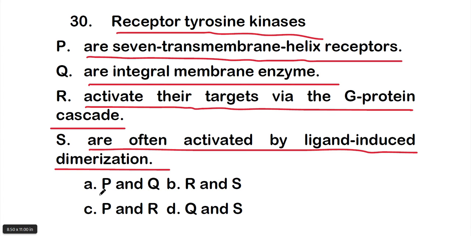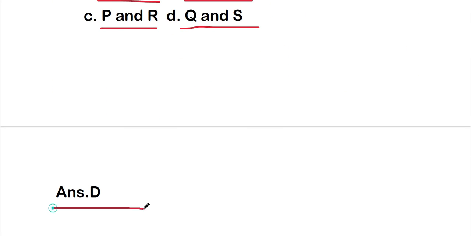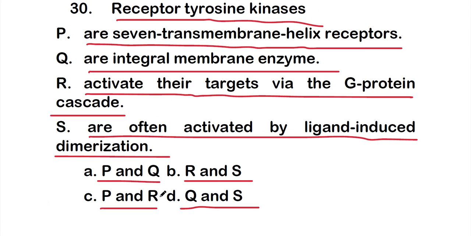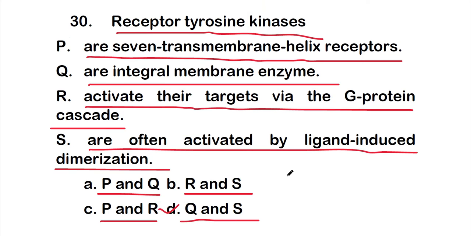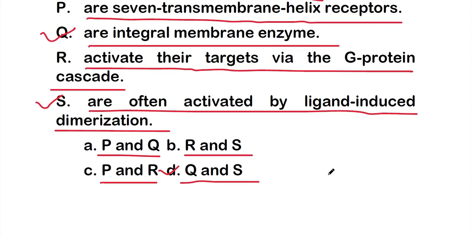Option A is P and Q, option B is R and S, option C is P and R, or option D is Q and S. So the right answer is option D, that is Q and S. Q, that is receptor tyrosine kinases are integral membrane enzymes, that is right, and S, that is they are often activated by ligand induced dimerization. This is also true about receptor tyrosine kinase.